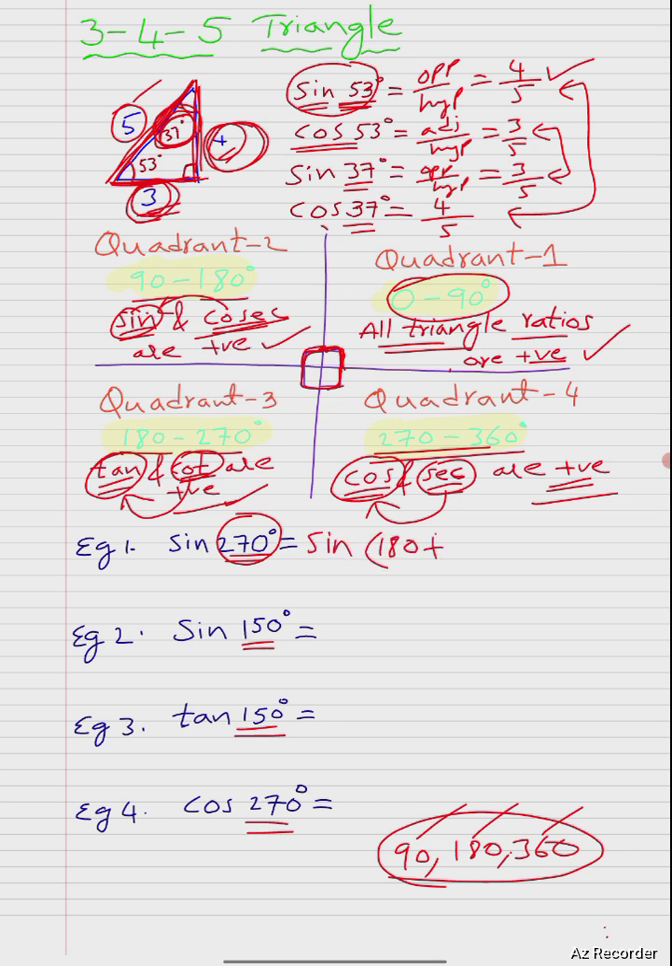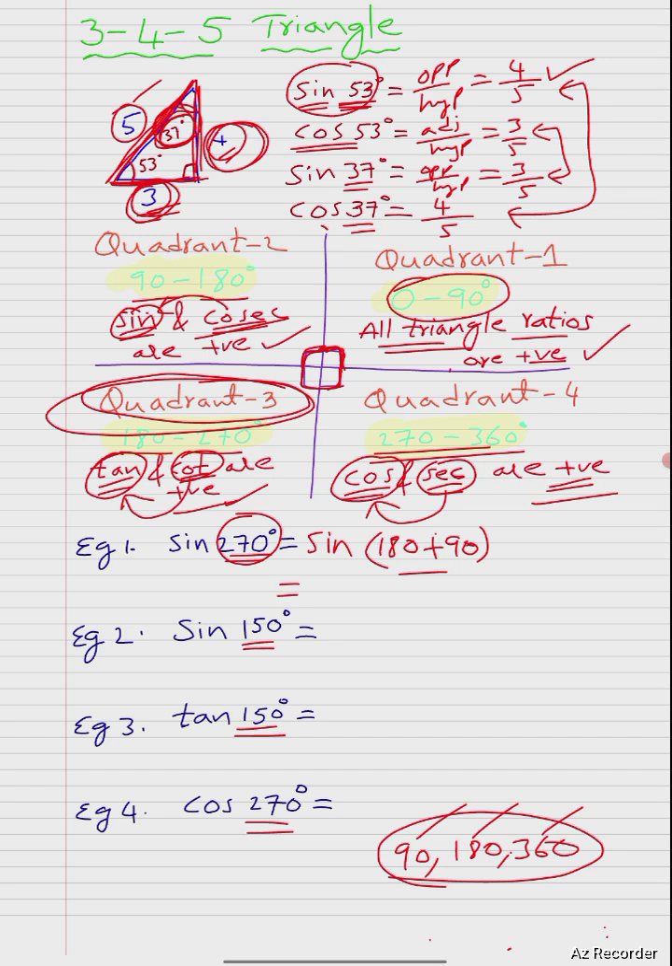180 plus 90 degrees, isn't it? Now this sums up to 270 only, no? Now sine 180 plus 90. So 180 plus 90 means which quadrant? 180 plus theta. That means it lies in the third quadrant. Sine 180 plus 90 lies in the third quadrant.